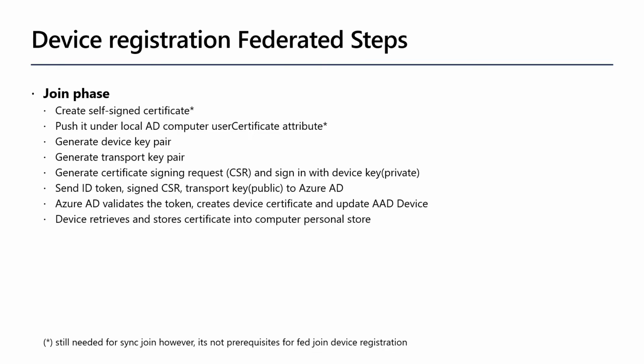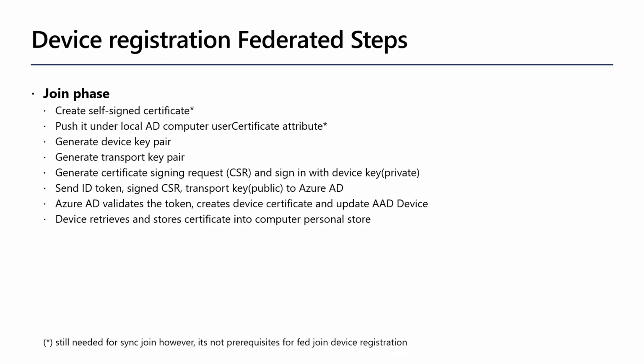After Azure Active Directory receives the SAML token from the Federation service, it verifies it has been issued from a valid and trusted Federation service, and that it contains all needed claims for device registration. Then device registration generates a device key pair and a transport key pair. After that, it creates the certificate request using the device key public portion and signs it using the device key private portion. Then it sends the ID token, the signed certificate request, and the transport key public portion to Azure Active Directory.